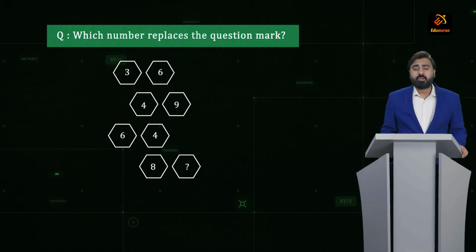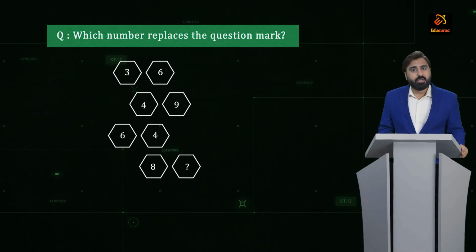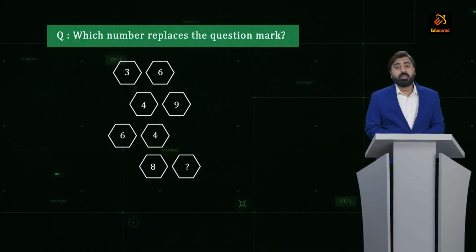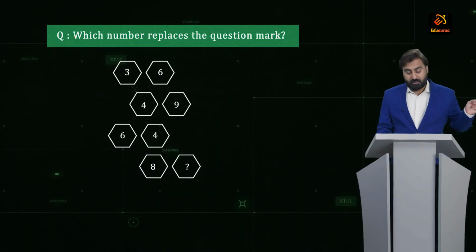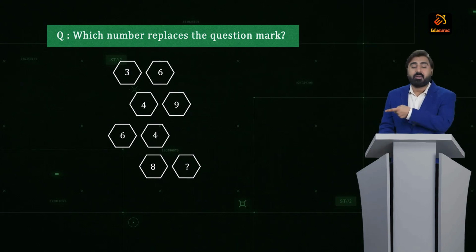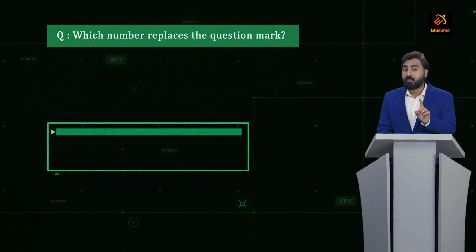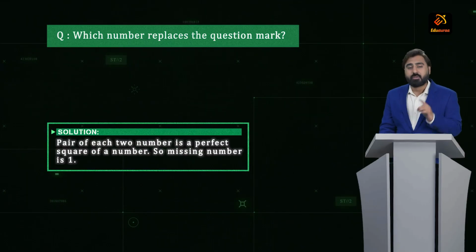Consider the first row, 3 and 6. Consider these two numbers as one single number, 36. Similarly, 49. Similarly, 64. So what is the logic behind? Yes, you guys are guessing it correct. They are basically squares of 6, 7, 8 and 9. So what is the missing number along with 8? It is 1. So the correct answer is 1.